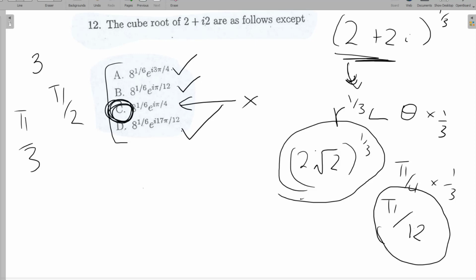So our answer is going to be C. The cube roots of 2 plus 2i are all of these but C, and the question is looking for the exception. So our answer is C.